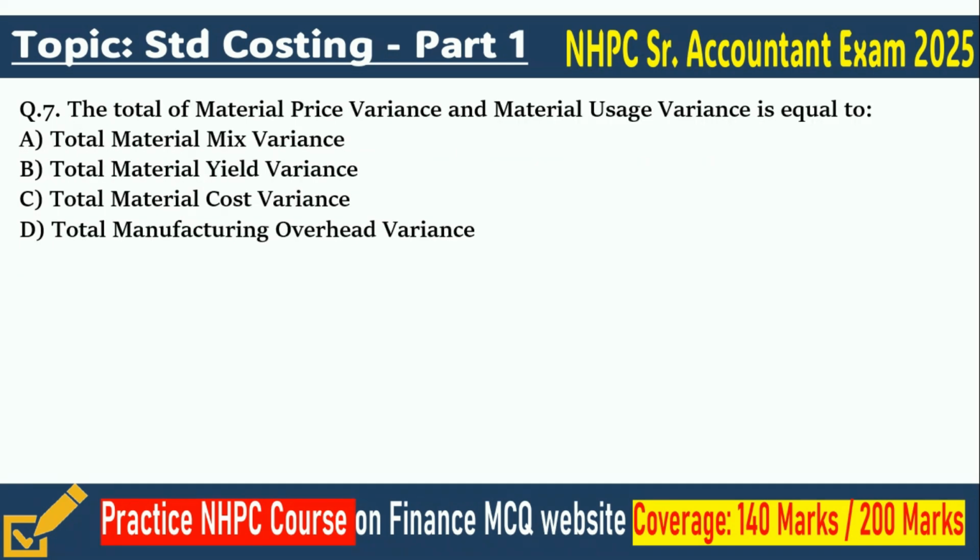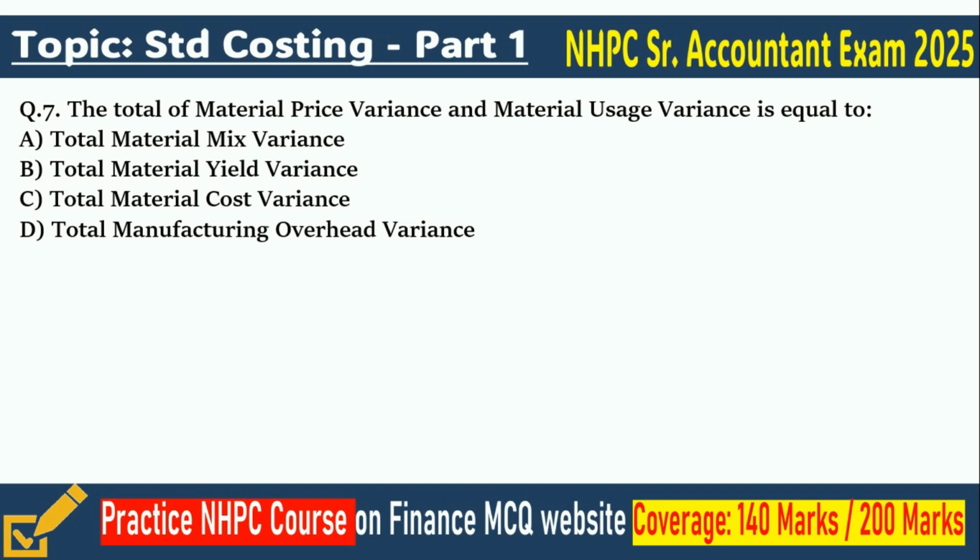Moving on, friends, the next question: the total of material price variance and material usage variance is equal to option A, total material mix variance. Option B, total material yield variance. Option C, total material cost variance. Option D, total manufacturing overhead variance.